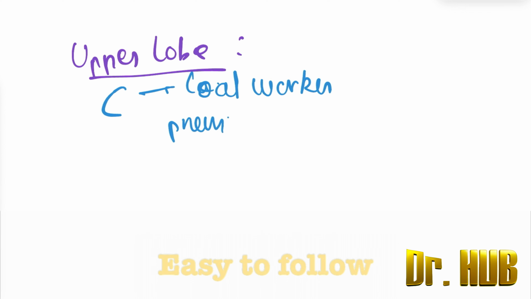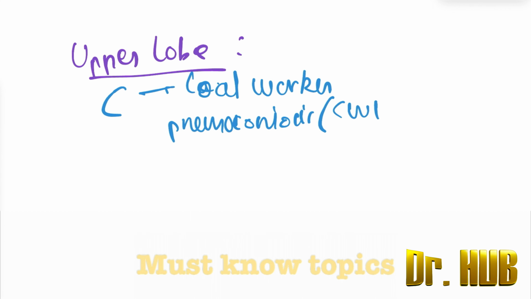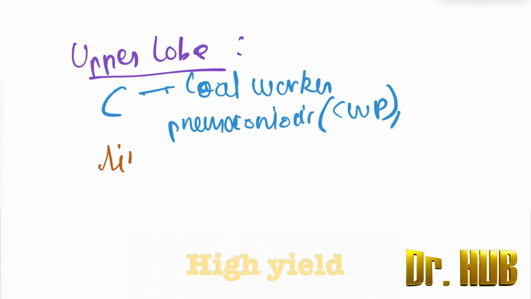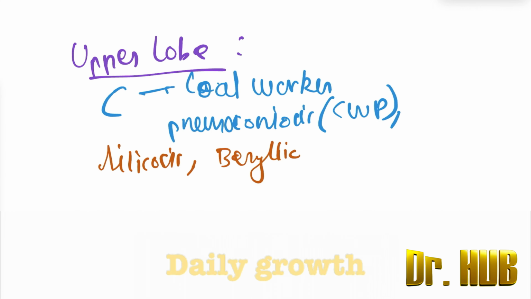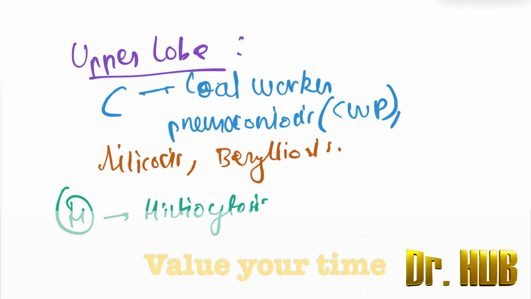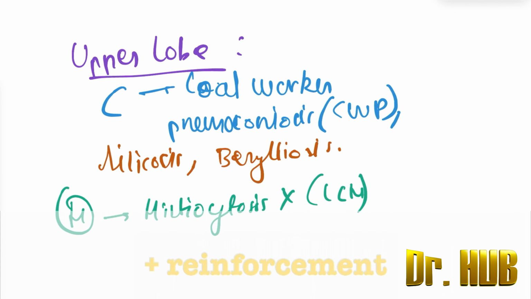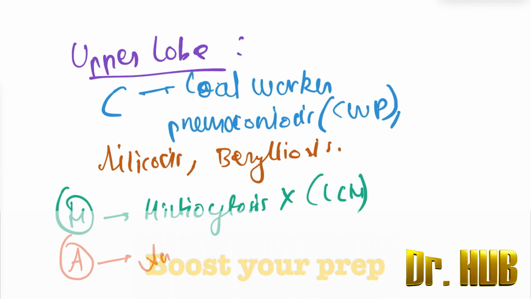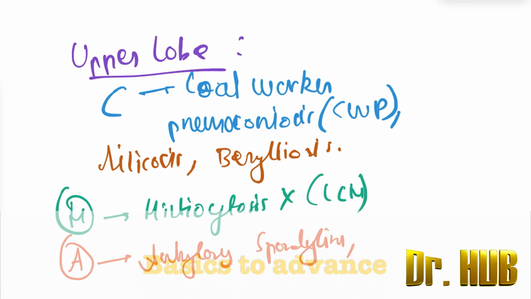Pneumoconiosis, that is nothing but the CWP. Then comes silicosis, and then berylliosis. Next we have H. H is nothing but histiocytosis X, that is the LCH. Then comes A for the ankylosing spondylitis. So this is the ABPA.